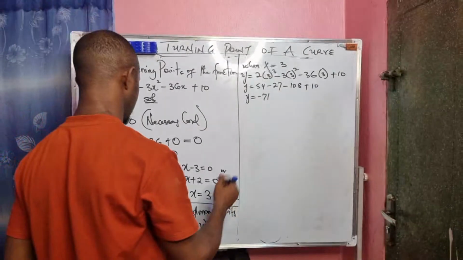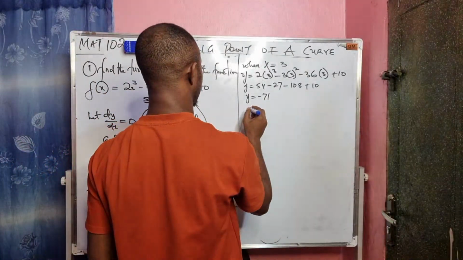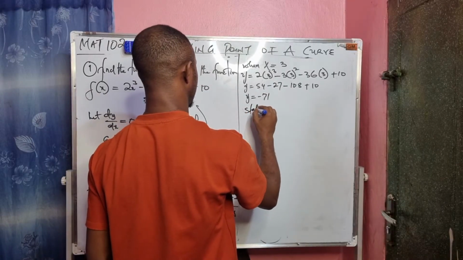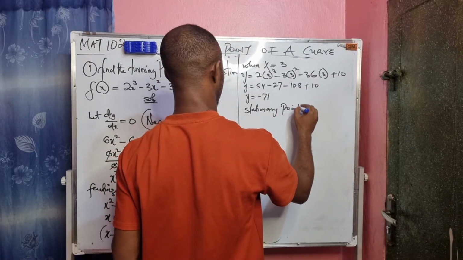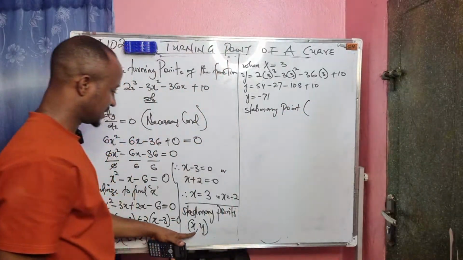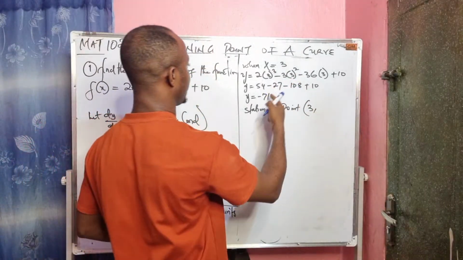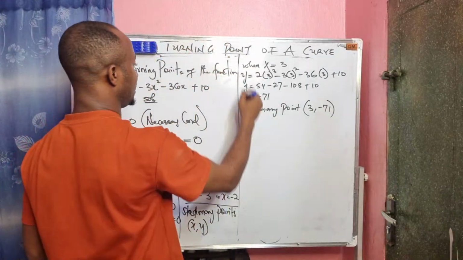Okay, so our first stationary point will be when x is 3. And y is what? Minus 71, right?